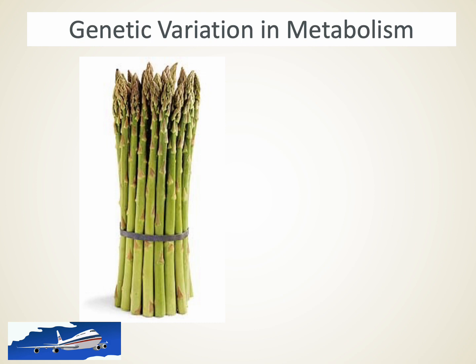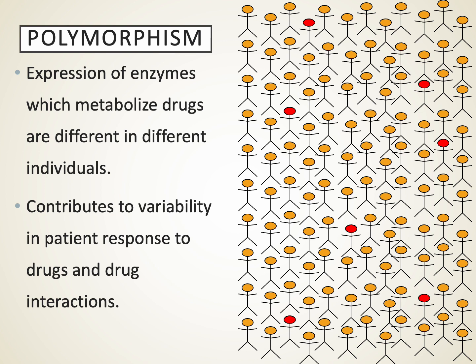And here's an example of classic genetic variation in metabolism. It illustrates the point of something called polymorphism. As we apply the concept of polymorphism to drug metabolism, it is the expression of enzymes which metabolize drugs being different in different individuals. It means that some people will metabolize drugs really quickly, some won't metabolize them at all, or some may eliminate them by a different process entirely.